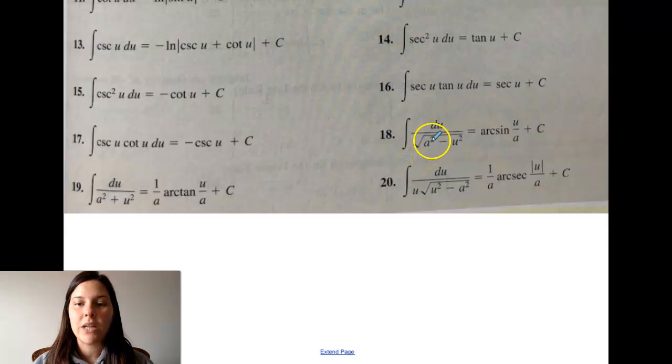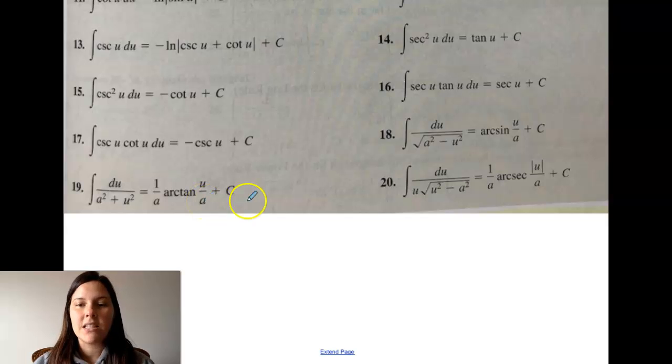Notice in the denominator, we have this a squared minus u squared. When we were taking the derivatives, this was a 1 because we were taking the arc sine of x times something. Now we may have the potential for x over a number. So whatever number squared minus our variable squared, the integral of that will give us the arc sine of u over a. Similar pattern here with our arctangent, a squared plus u squared will give us 1 over a times the arctangent of u over a.